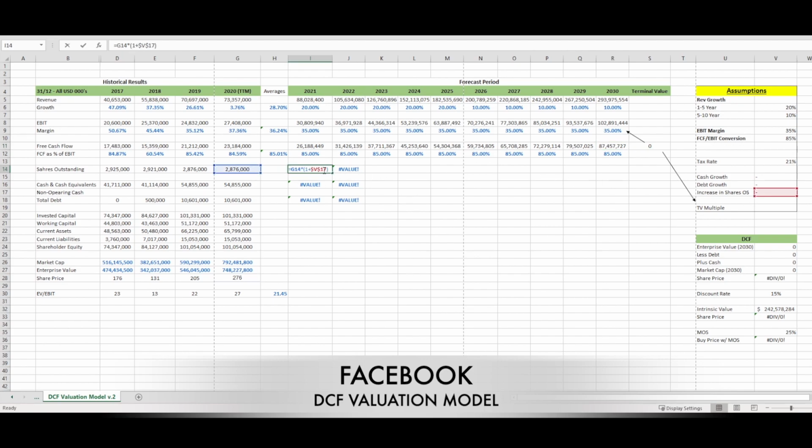Next thing we need to do is shares outstanding. Again, this is keyed to the assumptions tab over here. We're going to keep that at a consistent level throughout the period, although they probably will buy back shares in the future. We'll keep it at 0 for now. Just slide that across. That's going to keep it consistent.